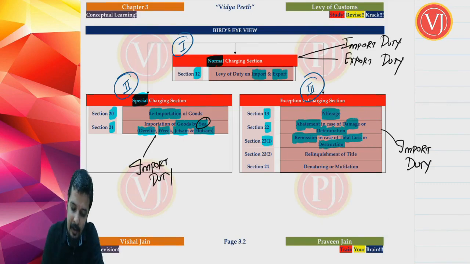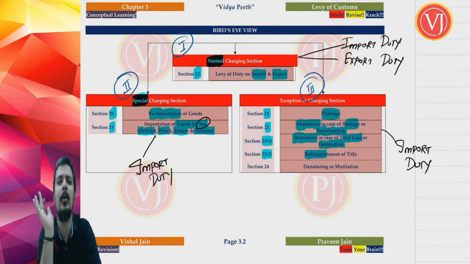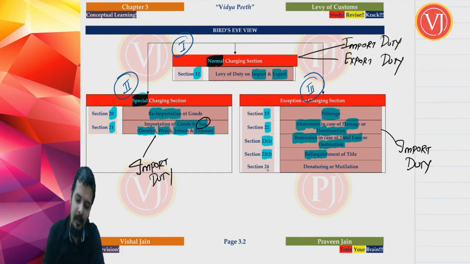Right. Section 23 subsection 2 talks about relinquishment of title, giving up your title. You tell that I don't want the goods. Relinquishment of title. Section 24 talks about denaturing or mutilation, changing the nature or mutilation of goods.